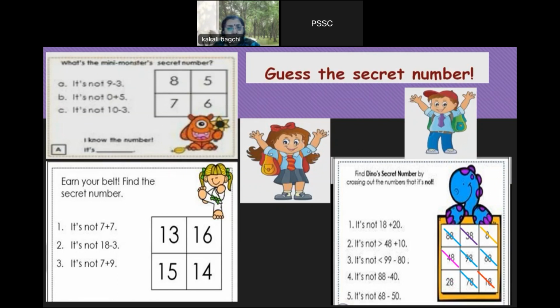Dear friends, can you give it? Can you implement this type of worksheets with the students for their involvement? At the same time, logic of negation can be enhanced and we can assess so many things with one worksheet.